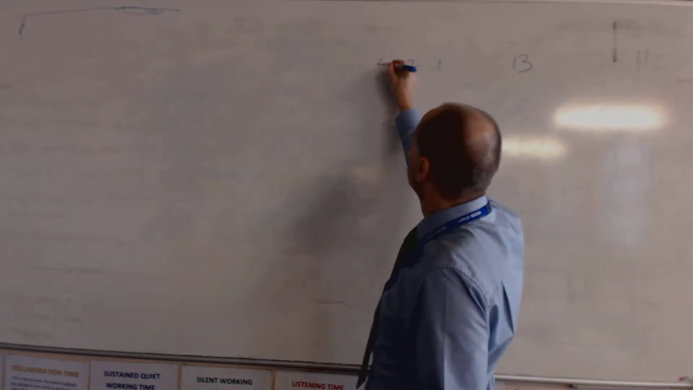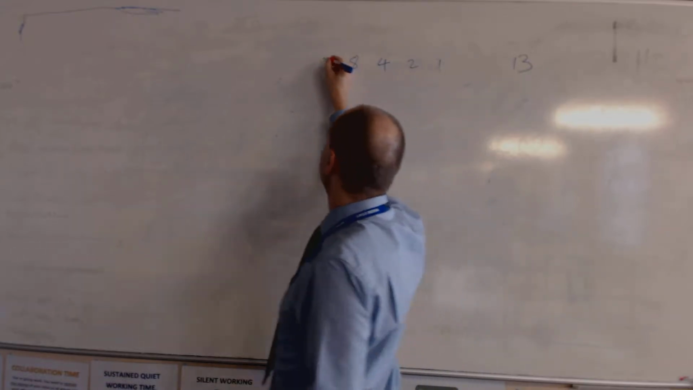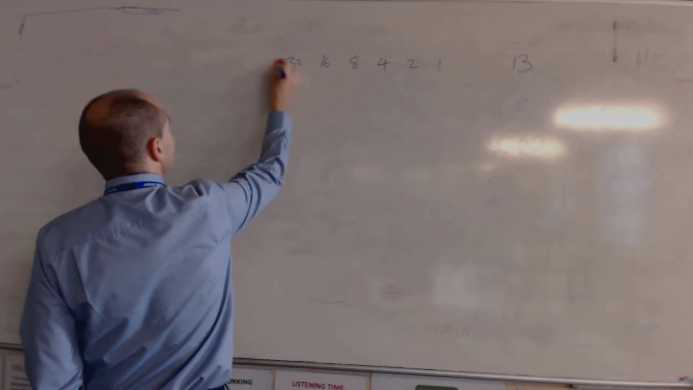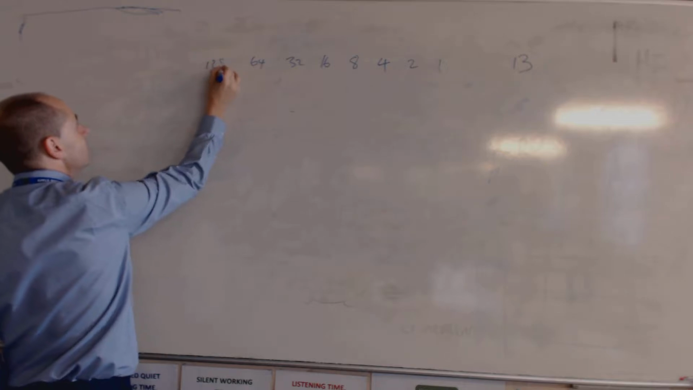So let's say we want to write down the number 13. We're not going to be heroic about it and just try and write it straight down. We're going to put some column headings down. And obviously, this is probably one of the hardest things to do. You have to mess about to do this.